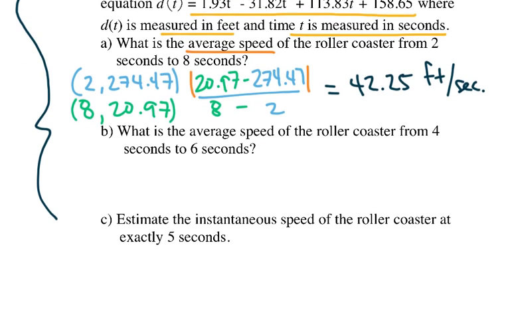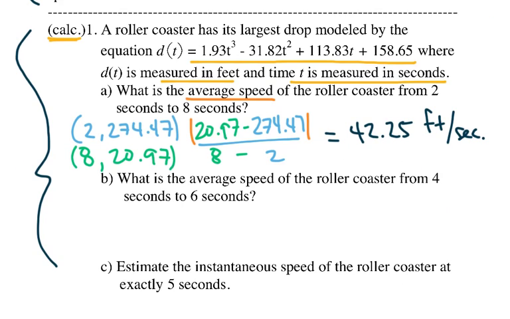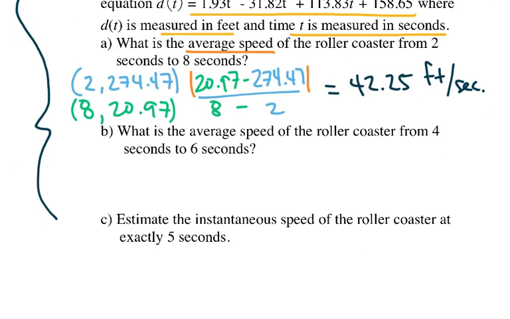B, what is the average speed of the roller coaster from 4 to 6 seconds? So now we're kind of tightening our interval. We're taking those 2 points and we're moving them a little closer together. So instead of 2 seconds, we're going to look at the point at 4 seconds here, somewhere right there, and then we're also going to move this a little closer, and instead of 8 seconds, we're going to look at 6 seconds.